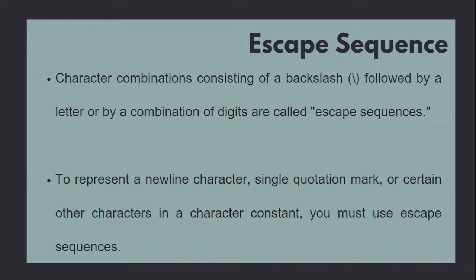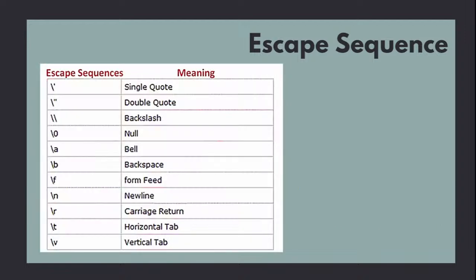To represent a newline character, a single quotation mark, or certain other characters in a character constant, you must use an escape sequence. So we have different escape sequences, and in a lot of places we'll be utilizing them. For now, I'll show you some basic things, because if I show you all of these now, you will get confused. Whenever it is required, we'll use that. So any combination of a backslash along with a character is called an escape sequence.